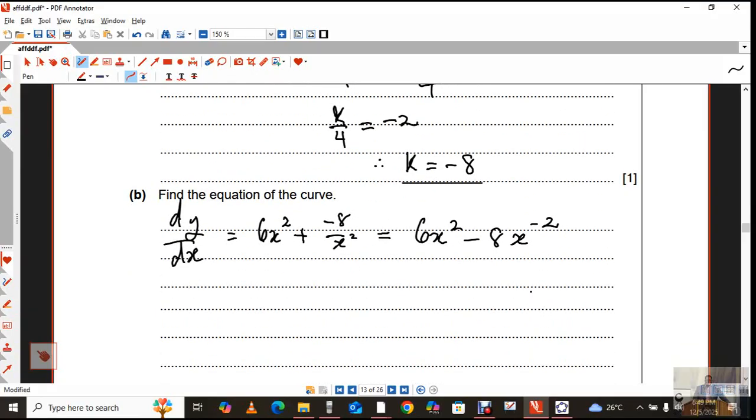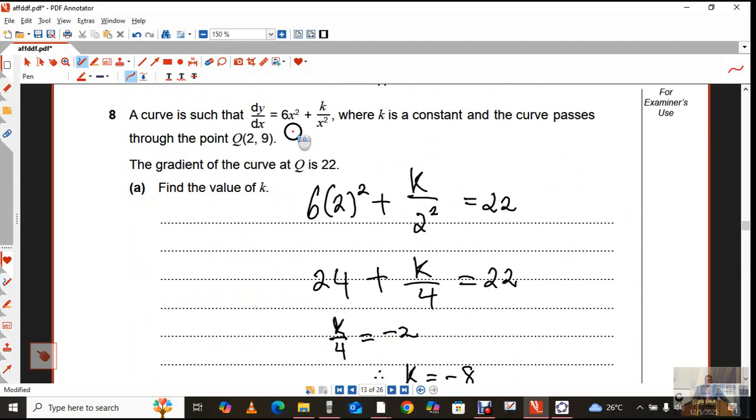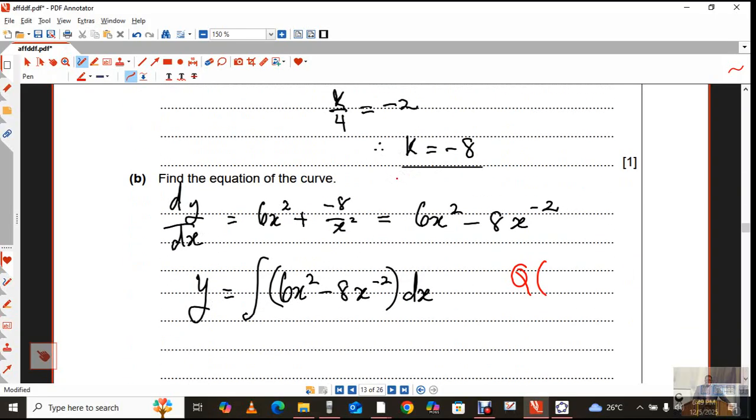So to find the function, I would say the function y would be, we integrate 6x squared minus 8x to the negative 2, and we integrate with respect to x. Now I can integrate, but I will need a point. But I'm given a point Q, because I will need the constant of integration. The point Q is given to me as the point (2, 9). So I'm going to use that point to find the constant of integration later.